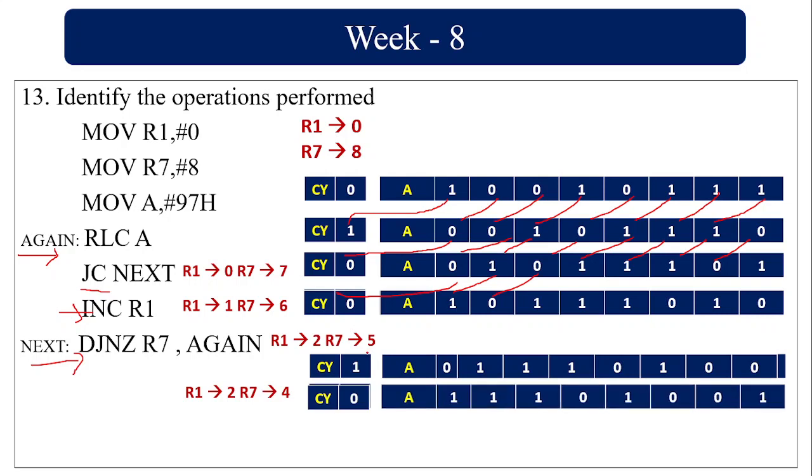So the loop goes on till your R7 becomes 0. Once your R7 becomes 0, it comes out of the loop. So what it does is, whenever your carry is 0, the value of your R1 gets incremented. So it is finding the number of zeros in 97.